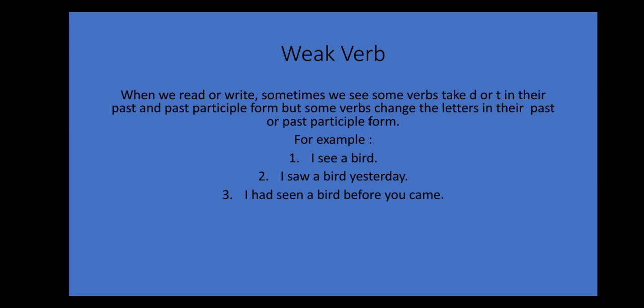I had seen a bird before you came. Here, seen is the past participle form of the verb see. When we want to express about the two actions of the past, we need to use the past participle form of the verb. So, see is present form, saw past form, and seen past participle form. Now, let's discuss with another example.